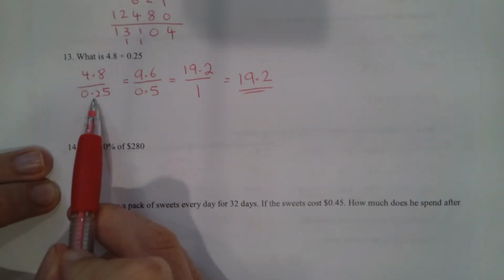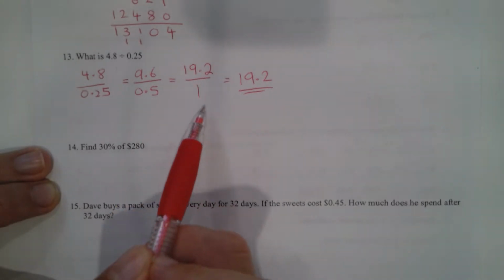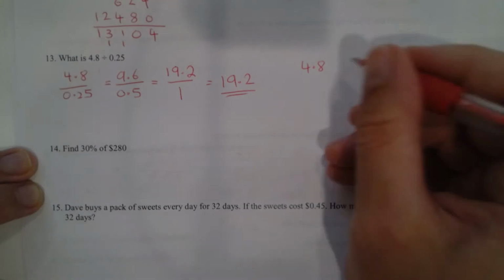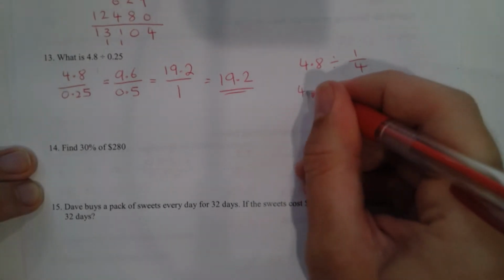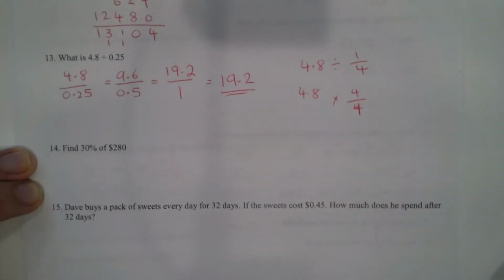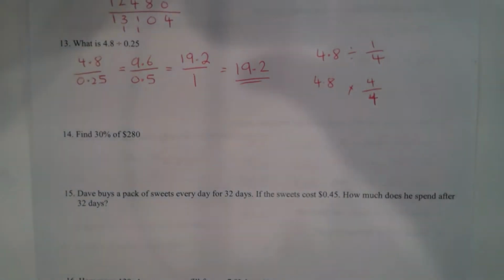So we use the equivalent fractions by doubling the top and bottom to get an easier division sum. You could also do 4.8 divided by a quarter, and how you divide by a fraction is to change it to 4 over 1 and multiply. So it's just 4.8 times 4, which should give you the same answer.